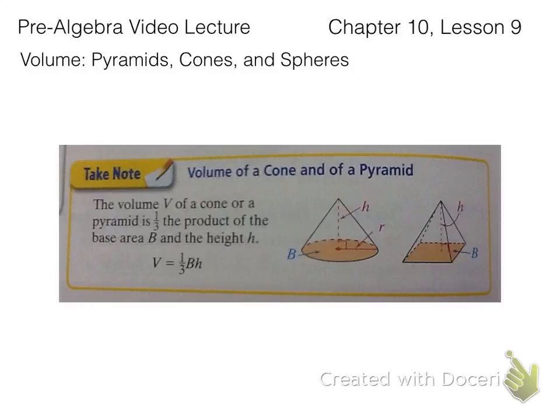Alright, so volume of a cone and a pyramid has the same formula. The only thing is that a cone and a pyramid have two different bases. A cone has a circular base and a pyramid has a polygonal base. So, to figure out the volume of a cone, you're going to do 1/3 base times height. And when I say base, it means big B, which is the area of the base. So remember, the big B means area of base.